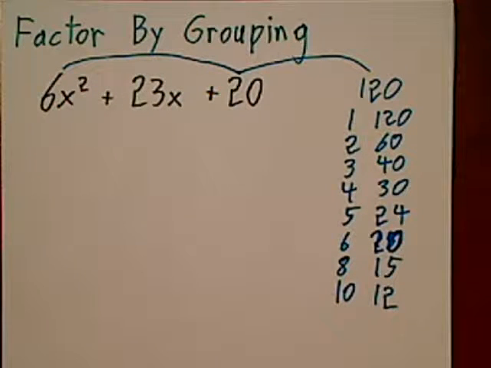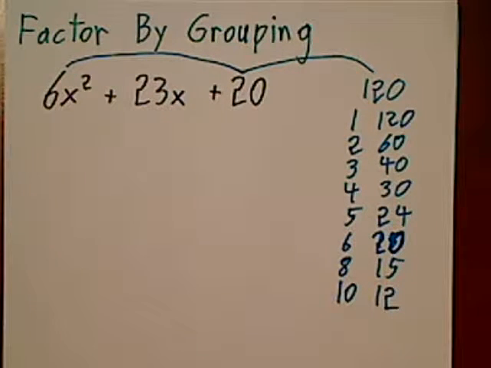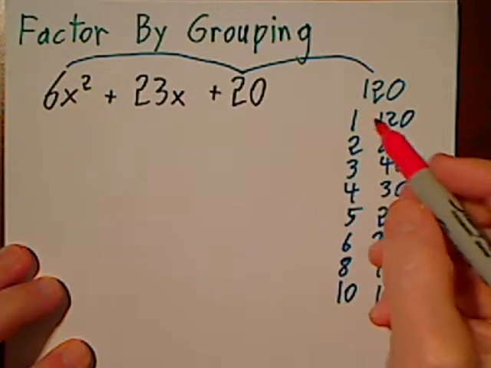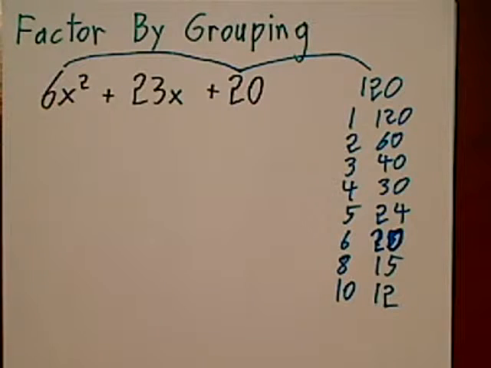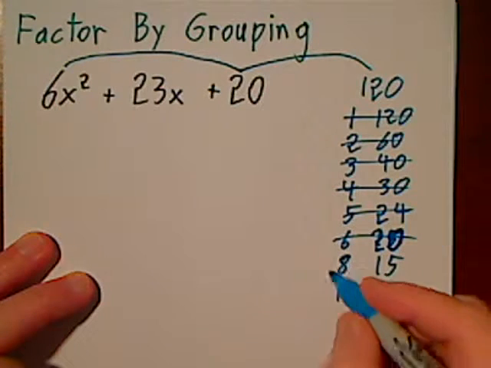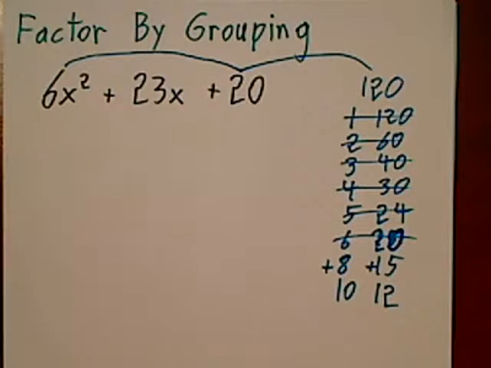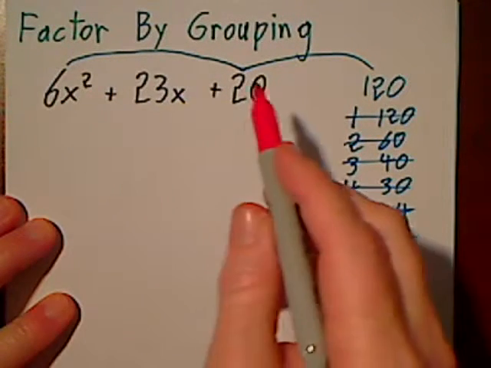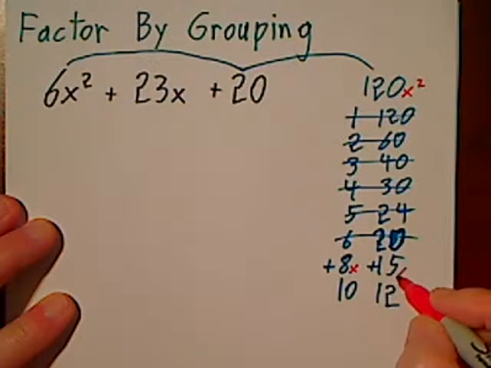And we're looking for a sum of 23. Alright. So none of these would add up to 23 except a positive 8, a positive 15. And remember, we really multiplied 6x squared times 20. It's 120x squared. So each of these has an x.